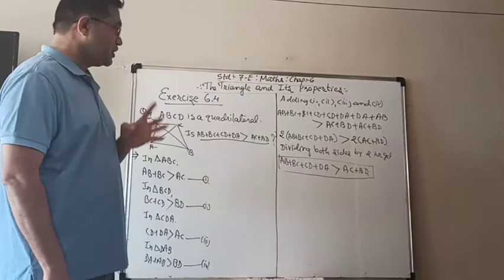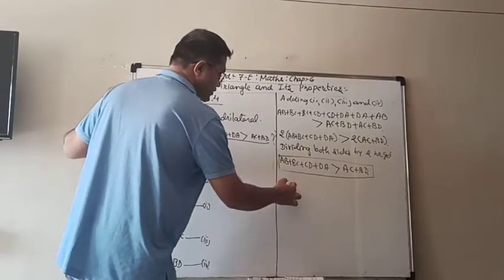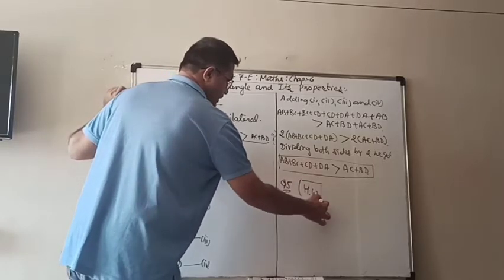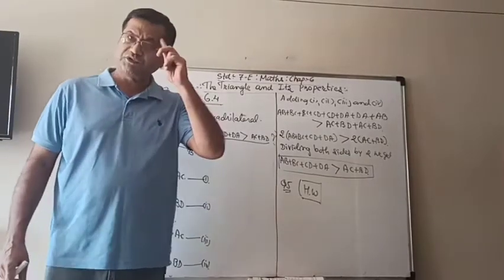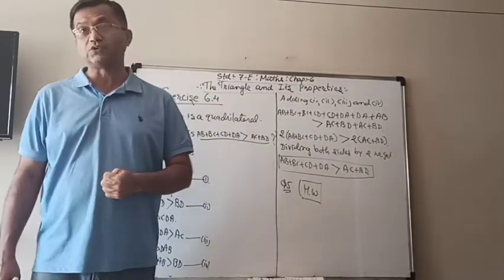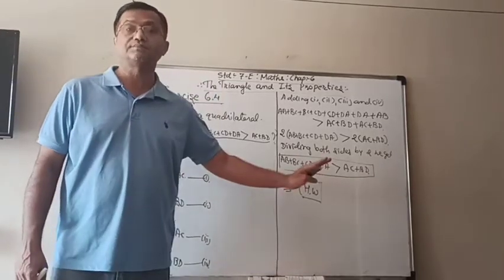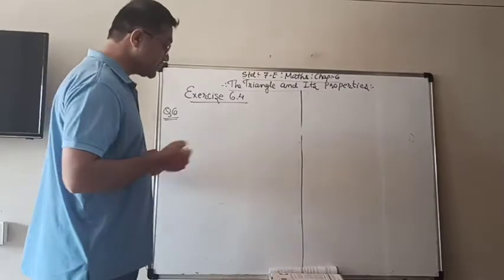So now the next question is question number 5, and that question number 5 is a little different from this. So you think you will be able to do it yourself. So I am leaving it for your homework. Now question number 6. What does it say?